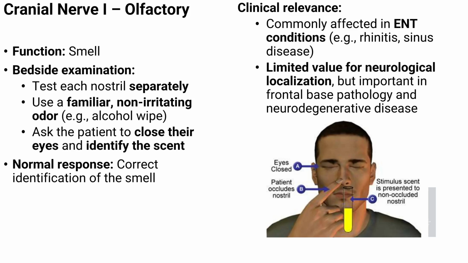Clinically, loss of smell is most commonly associated with ear, nose, and throat conditions, including nasal congestion and sinus disease. As a result, cranial nerve 1 is less helpful for precise neurological localization, although it may be involved in frontal base lesions and early neurodegenerative disorders.